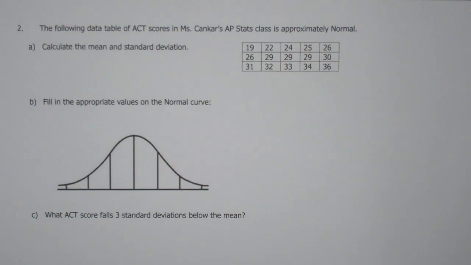In this example, we have a data table of some ACT scores from an AP Stats class. We're also told that it's approximately normal. We want to calculate the mean and standard deviation. We'll fill in the appropriate values here, and we'll do a little work with some standard deviations.